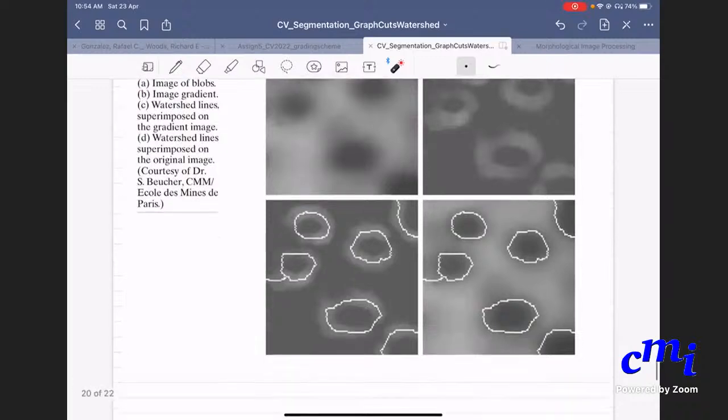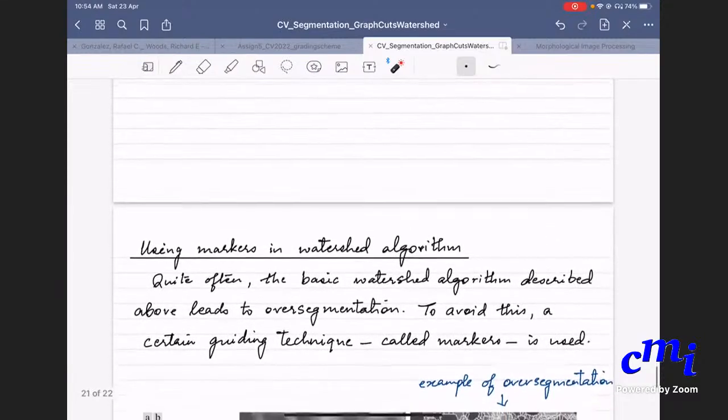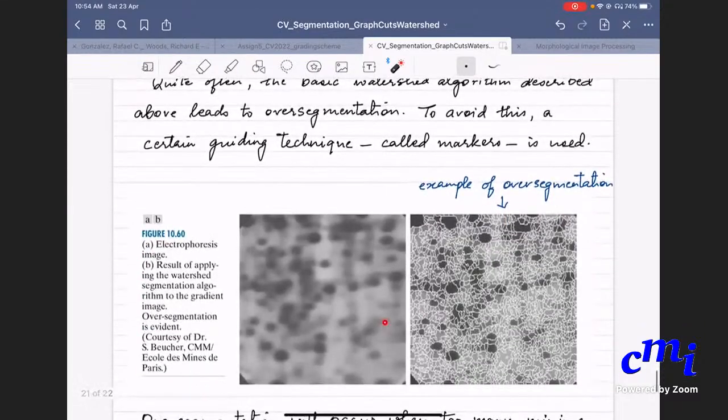First smoothing is applied, and here there's an example of over segmentation. One would want these blobs to be separated out, but there are also some lighter regions here which you possibly don't want separated out. You can see that there are just too many watershed lines here. This is not going to give you any meaningful segmentation or extraction of these blobs.